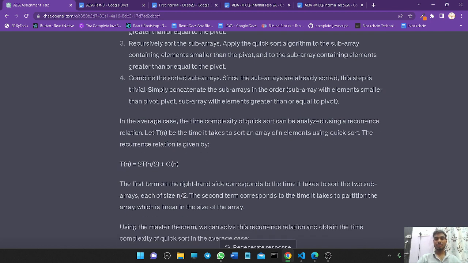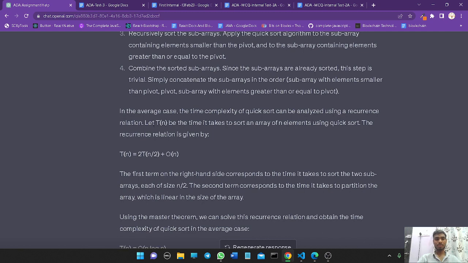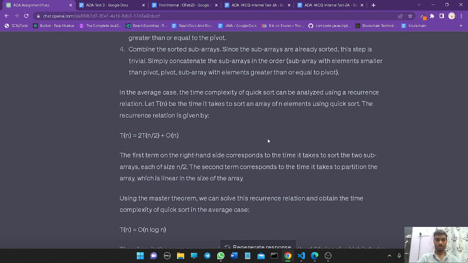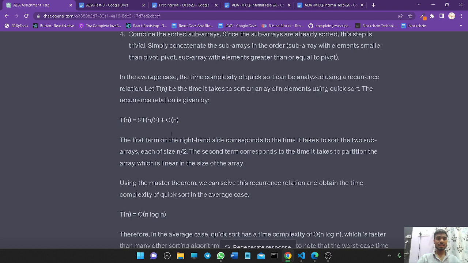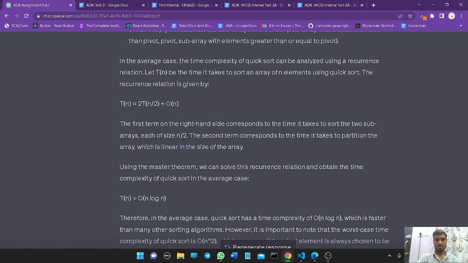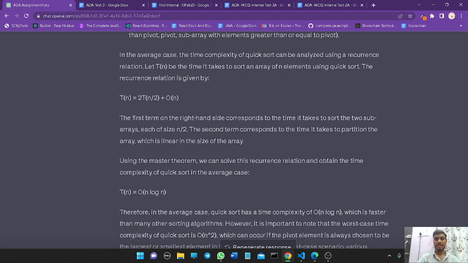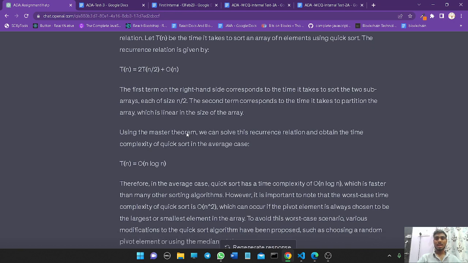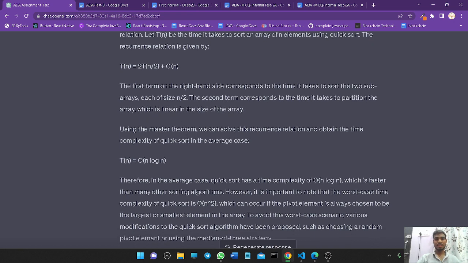In the average case, we analyze the time complexity of quicksort using recursion. Let T of n be the time taken to sort an array of n elements using quicksort. The recurrence relation is T of n equals 2 T of n by 2 plus O of n. The first term on the right hand side corresponds to the time taken to sort two subarrays, each of size n by 2. The second term corresponds to the time it takes to partition the array, which is linear in the size of the array.